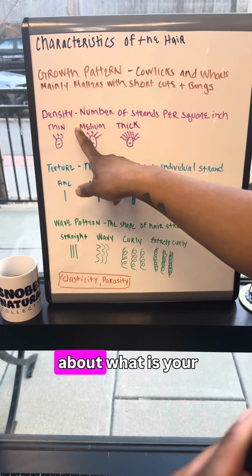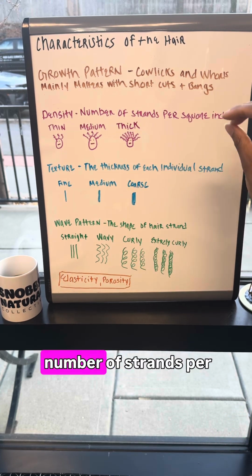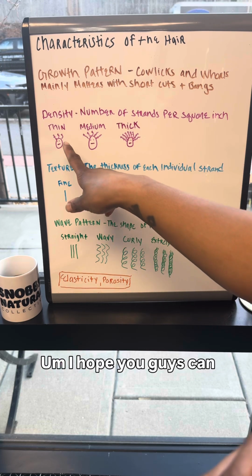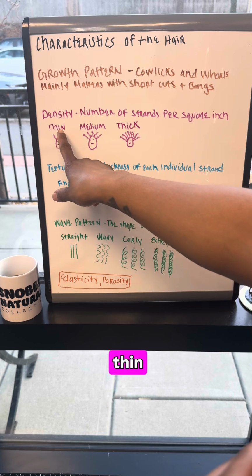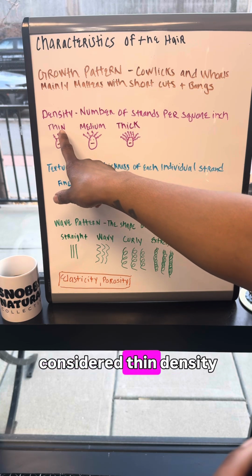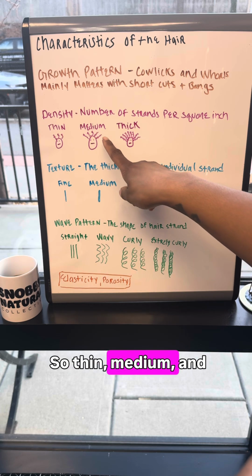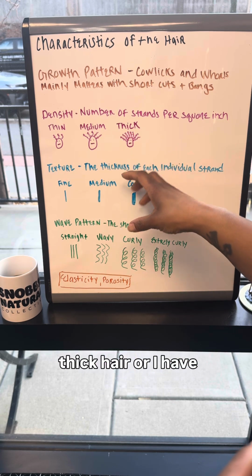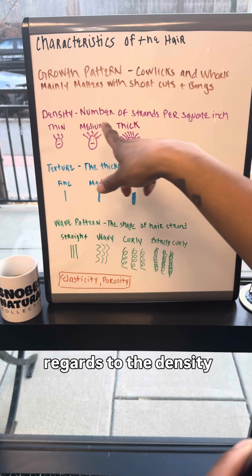Next, you want to think about what is your hair's density. So density is simply the number of strands per square inch on your head. I hope you guys can appreciate my drawings. So this is thin. This is what would be considered thin density. There's three categories. So thin, medium, and thick. So if you say, oh, I have thick hair or I have thin hair, that's in regards to the density.